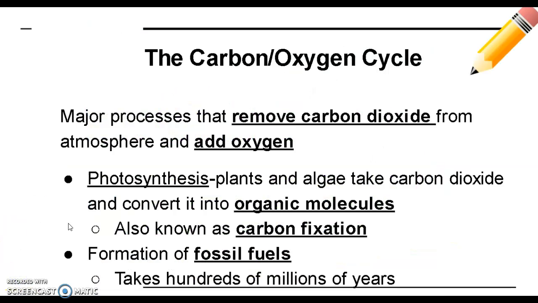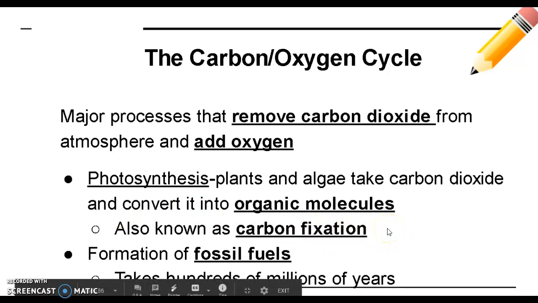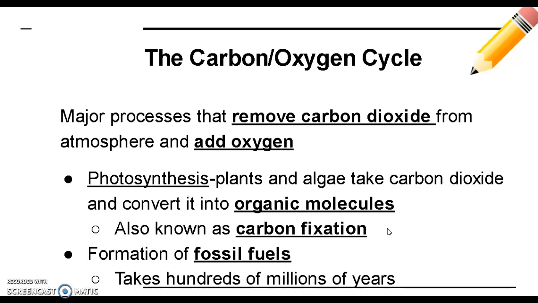Major processes that remove carbon dioxide from the atmosphere and add oxygen are photosynthesis. Photosynthesis is when plants and algae take carbon dioxide and convert it into organic molecules like sugars that they use for energy. And this is also known as carbon fixation. So you take the gaseous carbon dioxide in the air and you fix it into a molecule in your body. You make it a part of you.